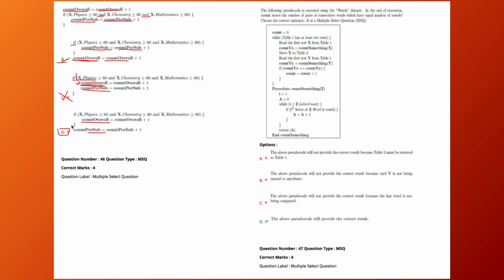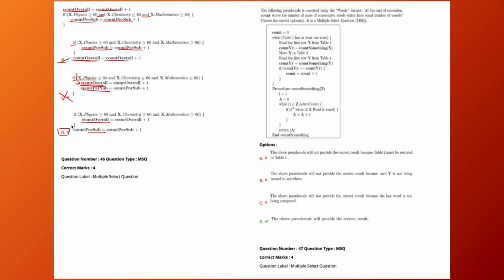Now moving on to question number 46, it's also a multiple select question. The question reads, the following pseudocode is executed using the words dataset. At the end of execution, count stores the number of pairs of consecutive words which have equal number of vowels. Choose the correct option or options, and it's a multiple select question.